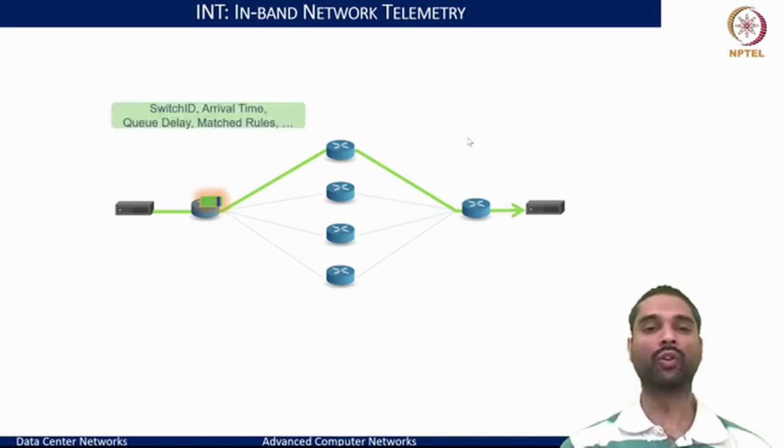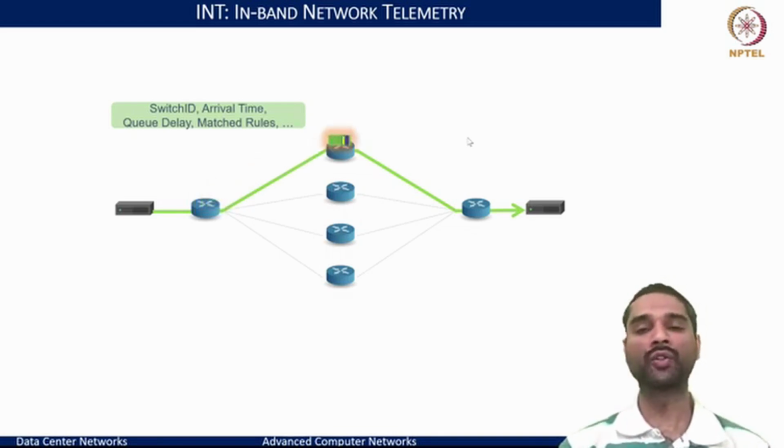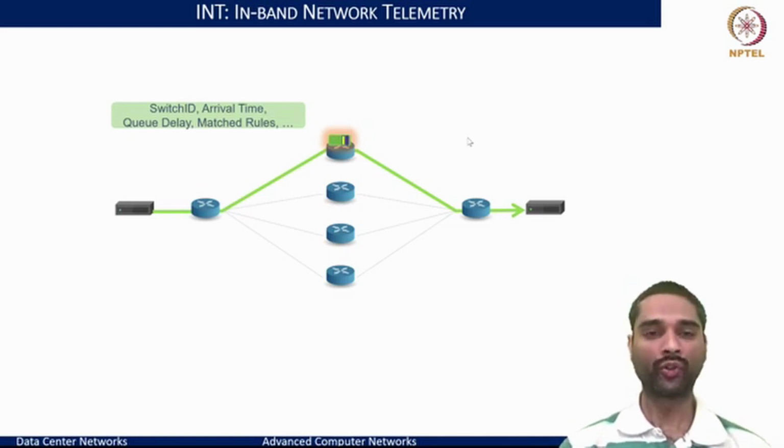So as the packet reaches router 1, it would stamp the details in terms of what is the switch ID, what was the arrival time of the packet, how much time that packet spent at the queue within that switch, and what were the matched rules on this particular switch. All of this information can be padded onto the packet and then forwarded to the next router. As it reaches the next router, the next router would do the same, adding its set of information and appending it to the packet. And likewise, as the packet traverses through the set of switches and routers, each of those routers would append their end of the information.